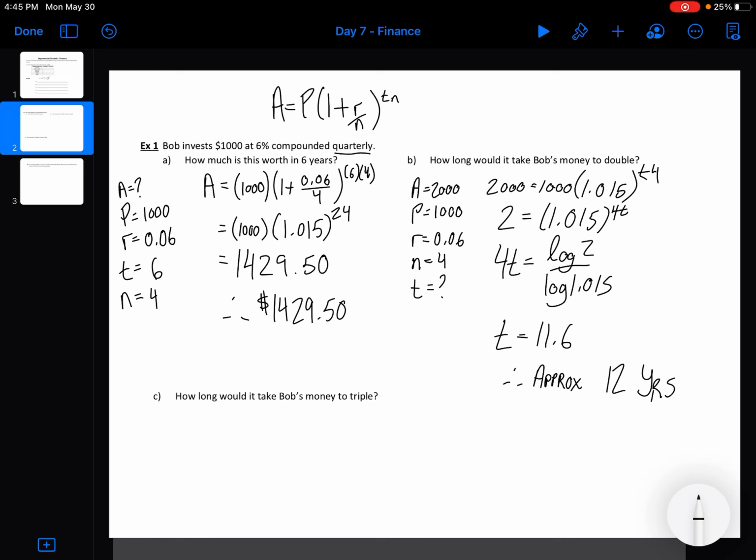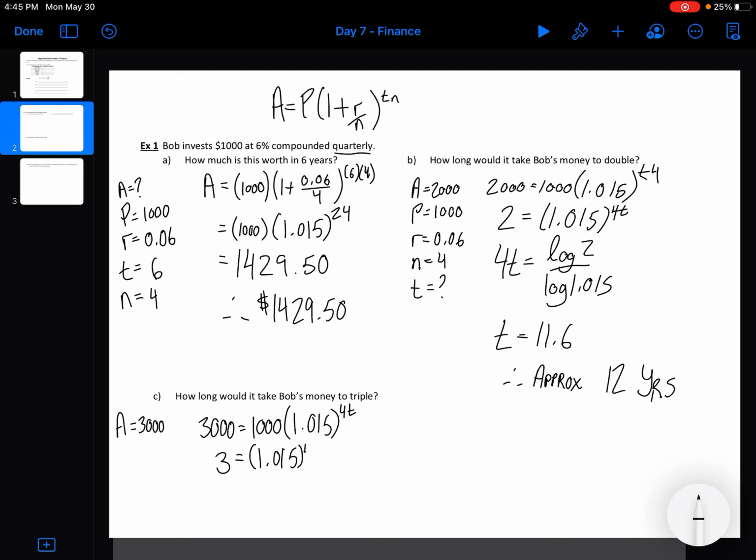Okay. How long would it take his money to triple? Well, we're going to do the exact same steps. Just A is going to be 3,000 in this case. And I'm not going to write everything else out, but we'd get 3,000 equals 1,000 times 1.015 to the 4t. We get 3 equals all of that.